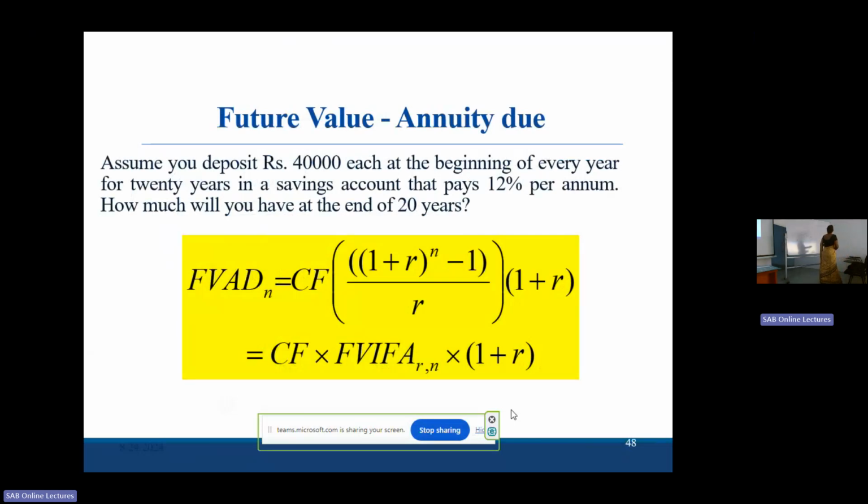So therefore, the time value of money theory says that money received today is more valuable than money received tomorrow. So that is reflected here.